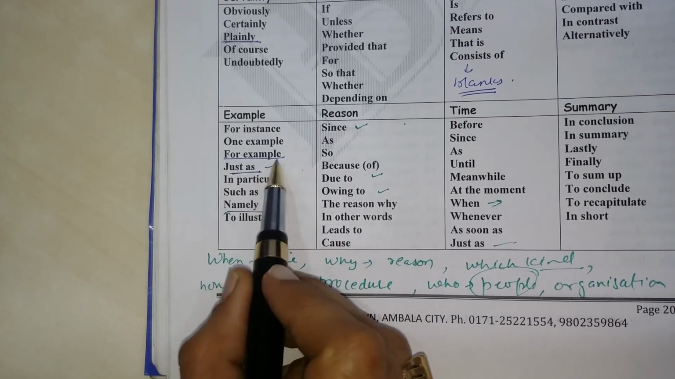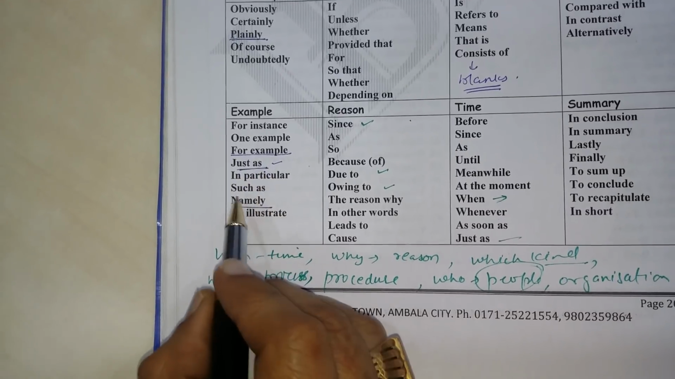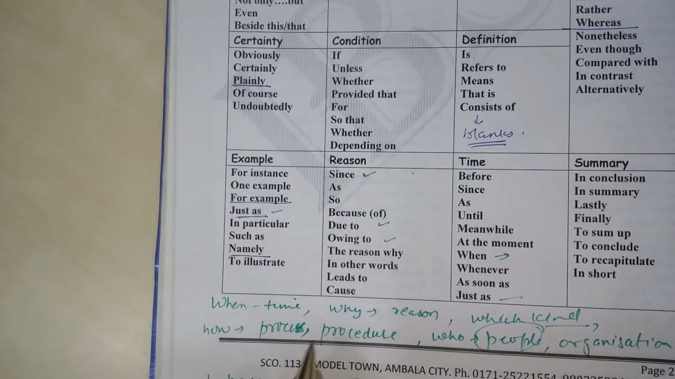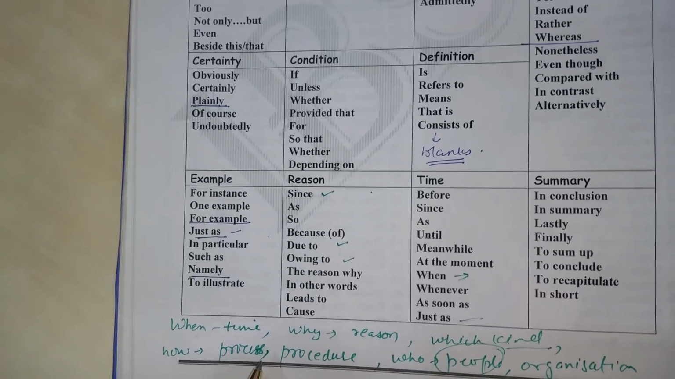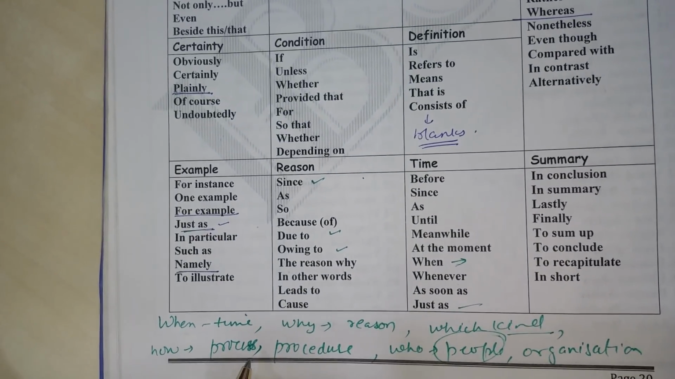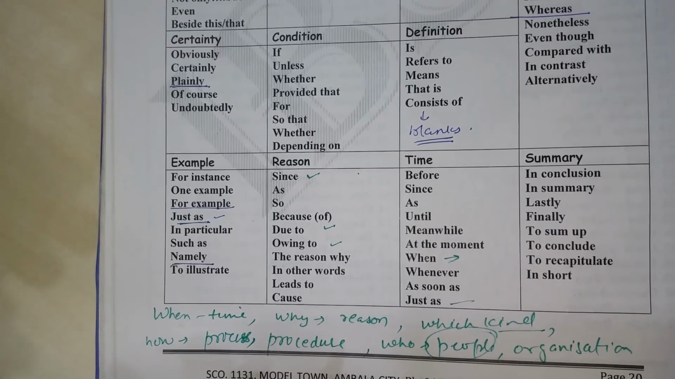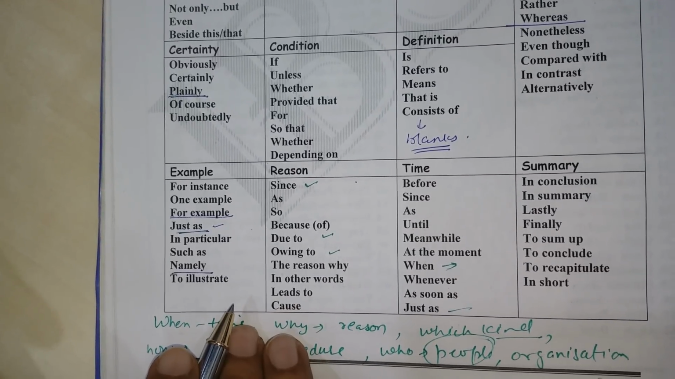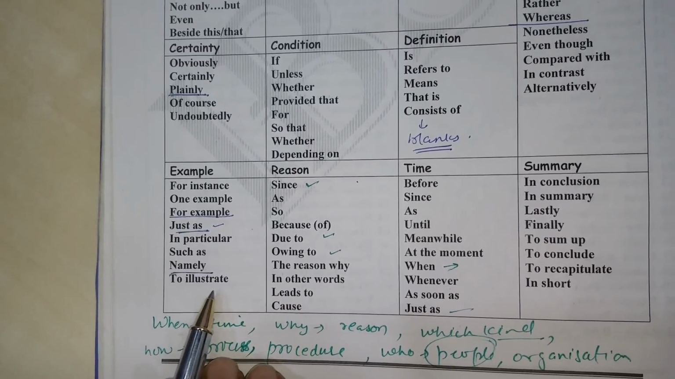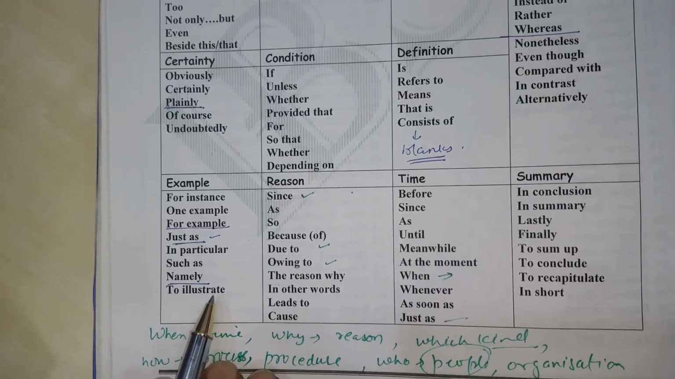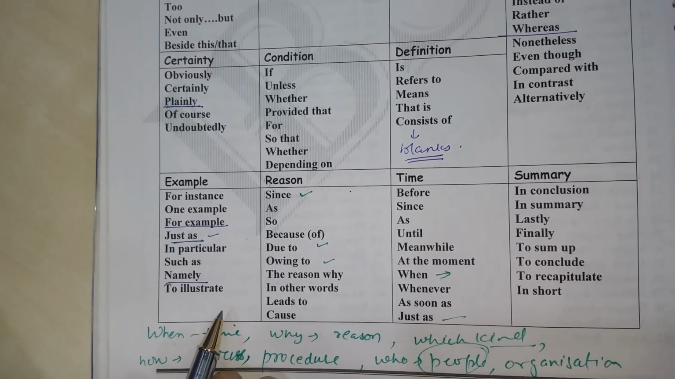So instead of "for example", you can use "just as", you can use "namely". So try to change the linkers, fine, so that your writing looks something different from others. Same with your speaking section also, right? This goes with your speaking section as well as with your other sections also.